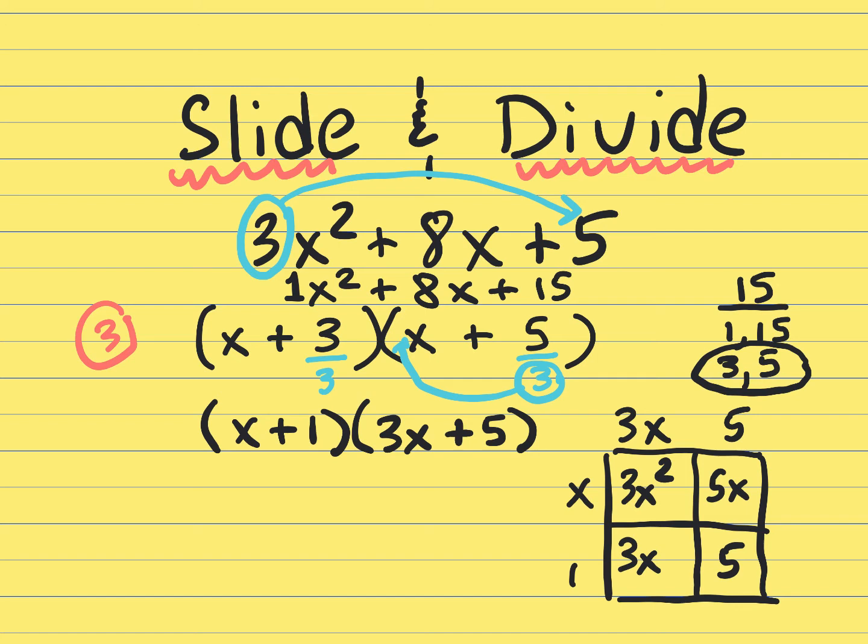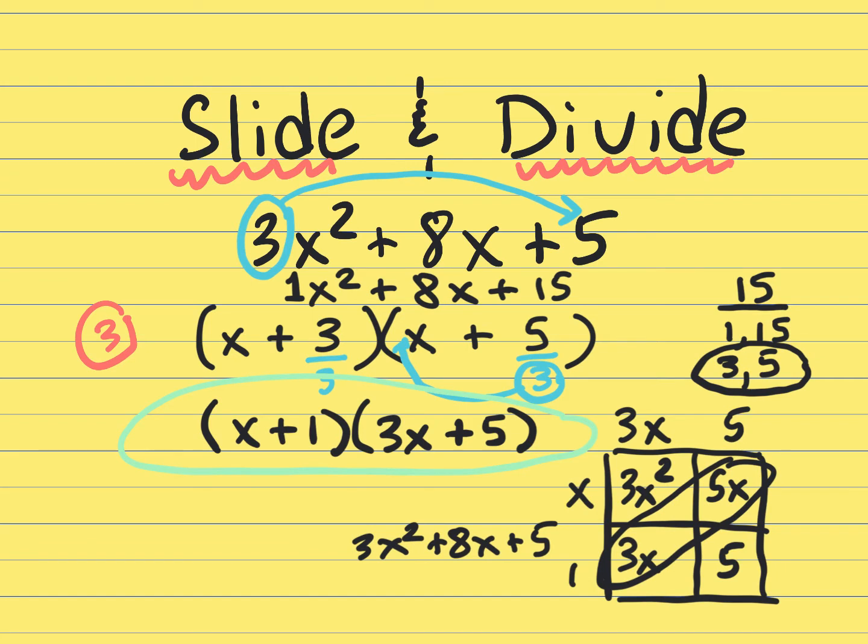And now I can say 3x squared. Add these 2 together would give me 8x, and then I have my 5. This is what I had at the start, 3x squared plus 8x plus 5. So when it's factored, this is what it turns into. I like slide and divide because it is simply a process. You can really always count on it.